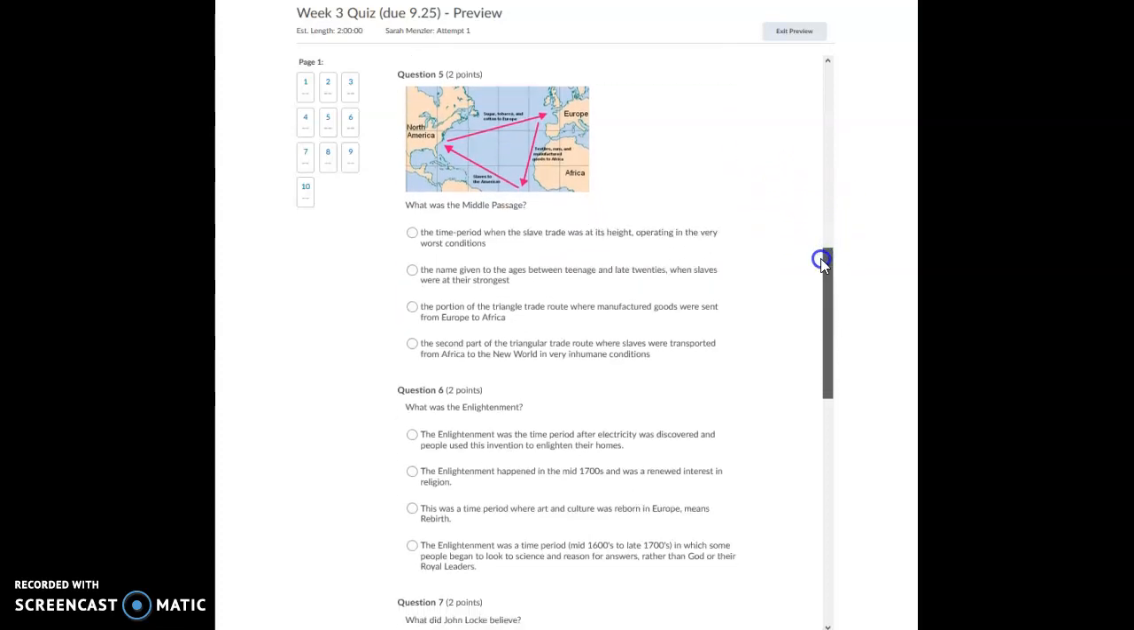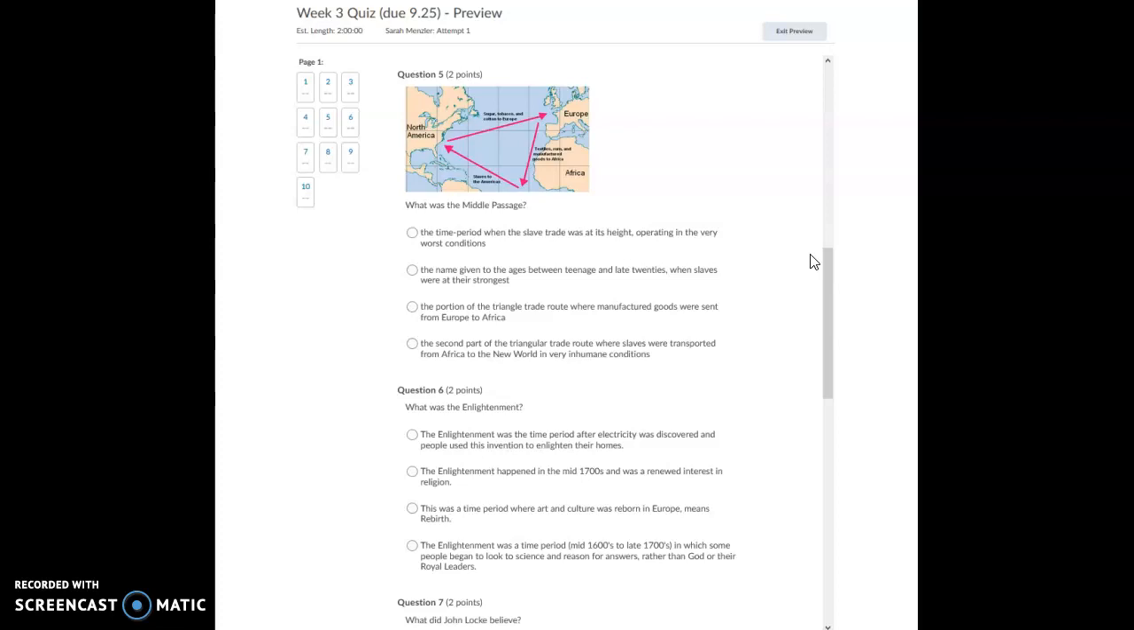Question number 5. Using the map, what was the Middle Passage? Was it the time period when the slave trade was at its height, operating at the very worst conditions? Was it the name given to the ages between teenage and late 20s when slaves were at their strongest? Was it the portion of the triangle trade route where manufactured goods were sent from Europe to Africa? Or was it the second part of the triangle trade route where slaves were transported from Africa to the New World in very inhumane conditions?